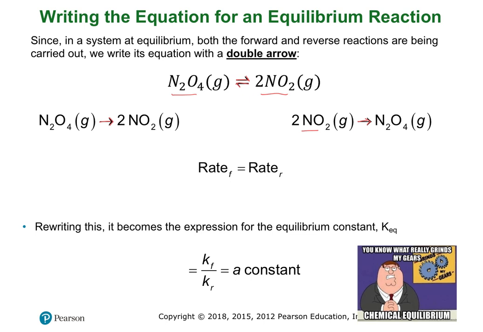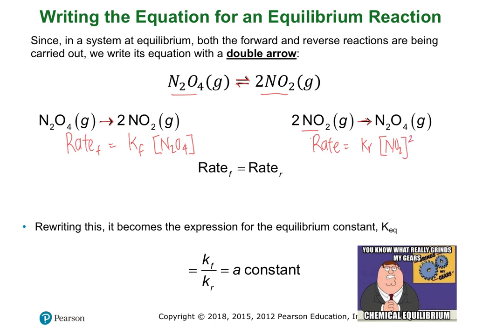And this should look very similar to when we did mechanisms. If I did that for my forward reaction, I would write that the rate for this forward reaction equals the forward rate constant times my reactant, so N2O4, if I was doing this like a mechanism. For my reverse reaction, this rate is going to be equal to the reverse rate constant times my reactant now, which is NO2, and that would be squared if it was a mechanism.